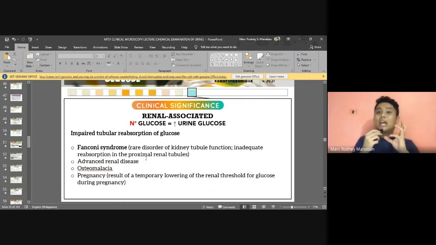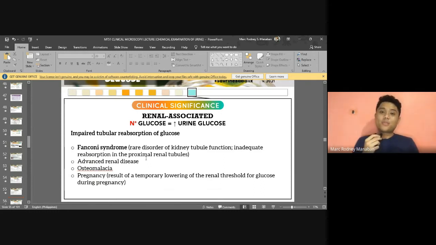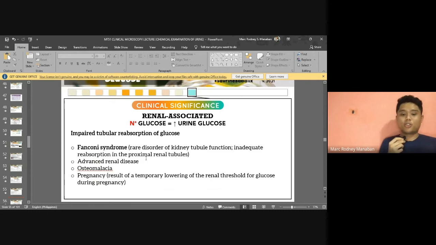Now, the reason there is glucose in the urine is that there is a problem in your tubules themselves. Alright? Because the blood glucose is normal, it did not exceed the renal threshold, yet glucose is detected in your urine. There is already a problem in your tubules. So, impaired tubular reabsorption of glucose. And one of that is, of course, Fanconi syndrome.